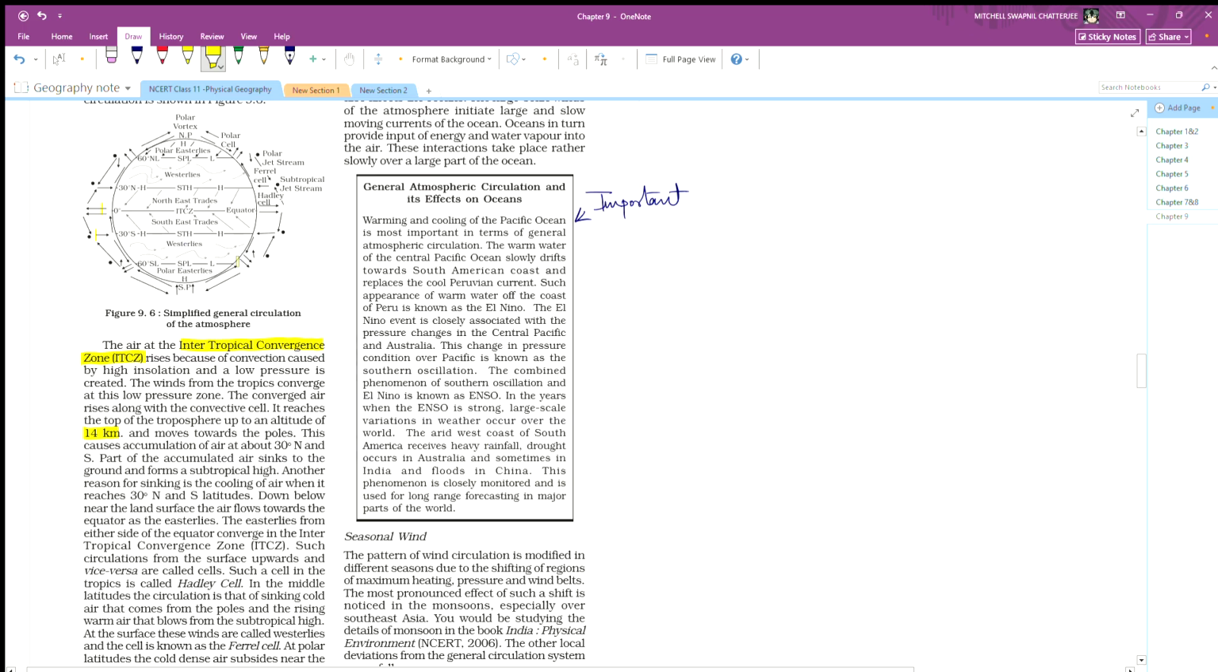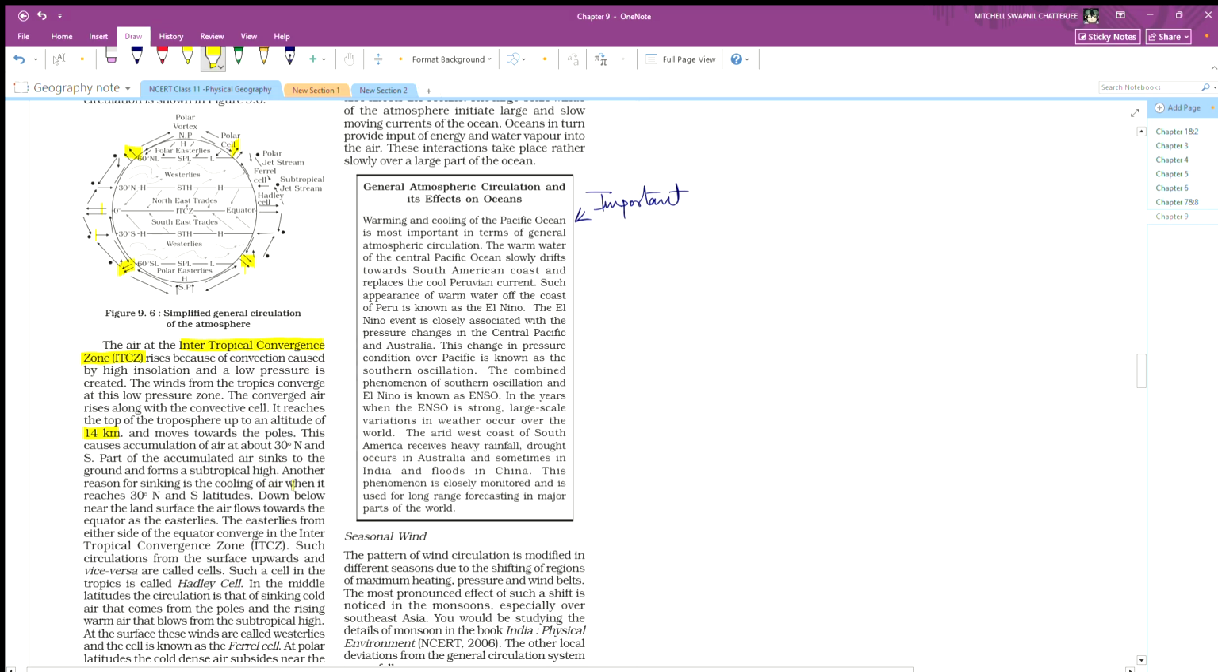So these are basically our cells; the one nearer to the poles moves toward the pole. And this is 30 degrees south, and 30 degrees north. At 30 degrees north and south, part of the accumulated air sinks to the ground and forms a subtropical high.